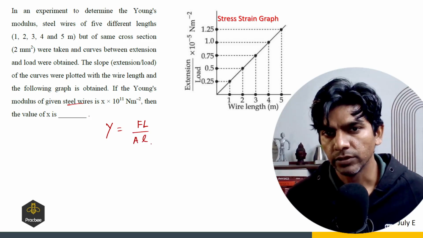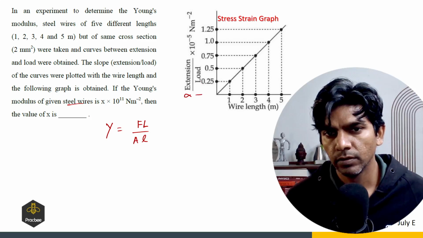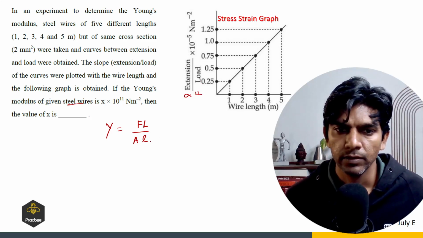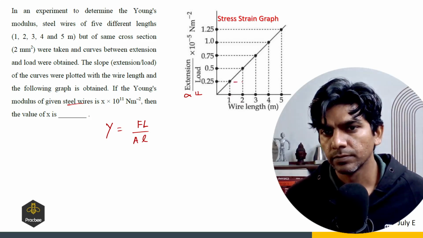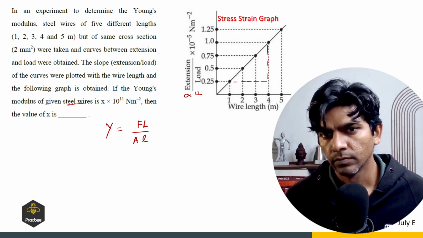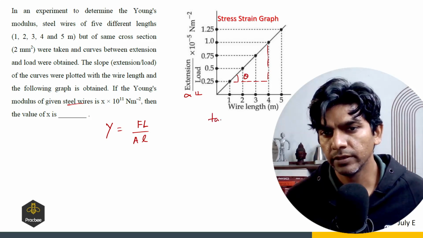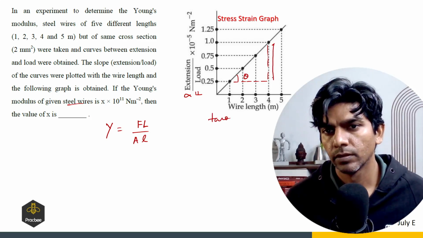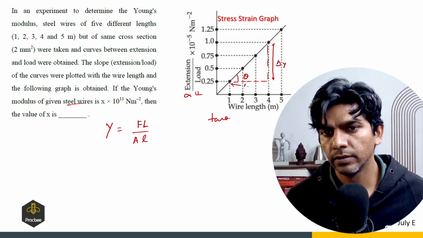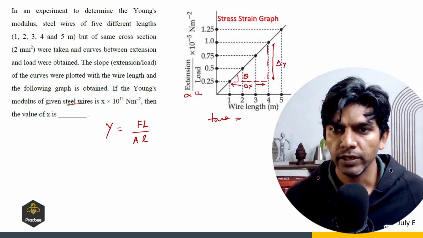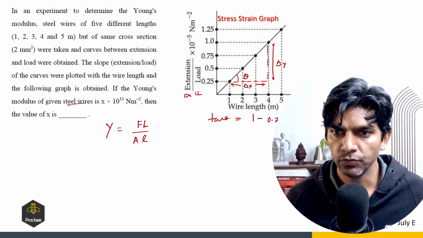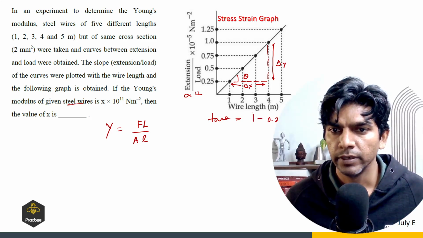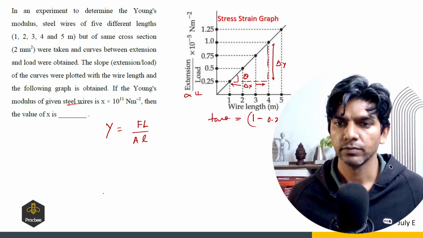Where small l is the elongation. So here extension is the elongation, load is F, right? So if I take the slope of this, let us say this angle is theta. So tan theta will be delta y by delta x. So delta y will be 1 minus 0.25 into 10 raised to power minus 5.